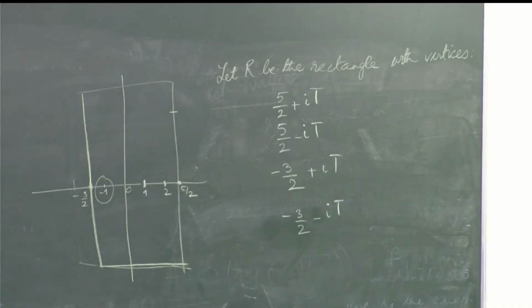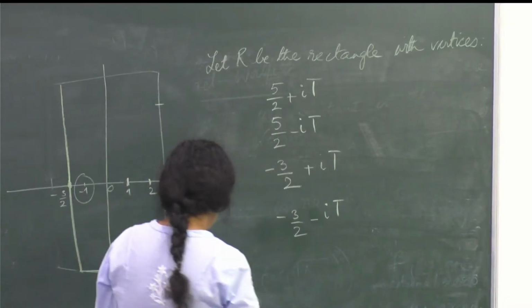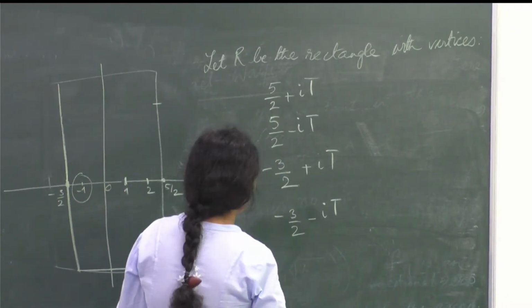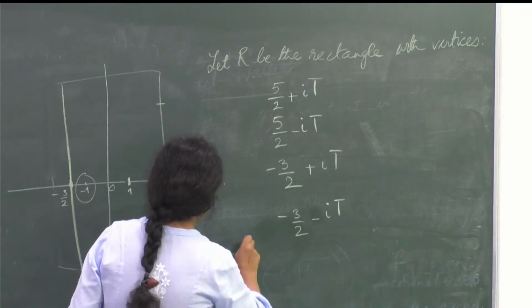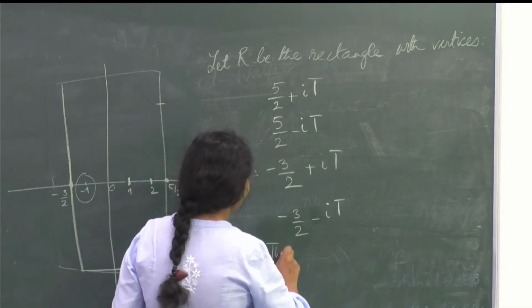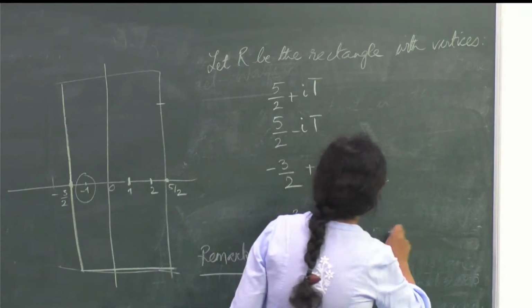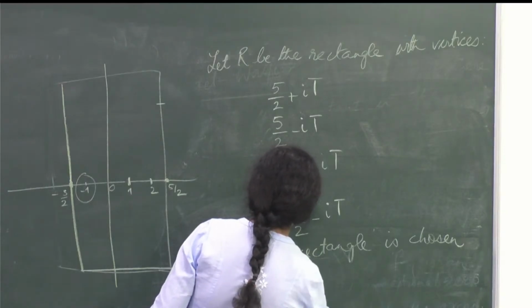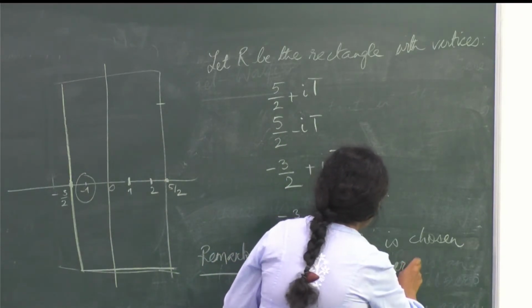So this is R, the rectangle with these vertices. So it contains this. Remark: the rectangle is chosen to include a 0 at s equal to minus 1.